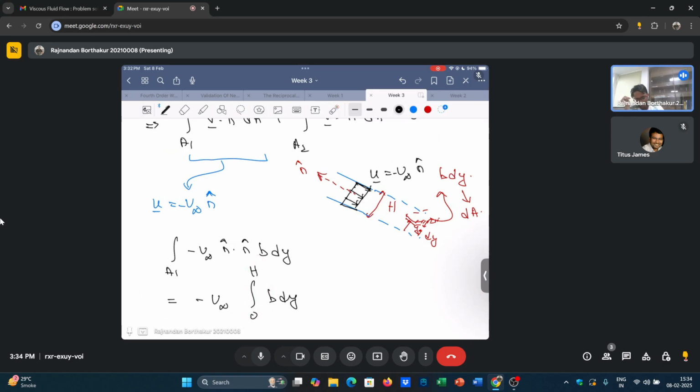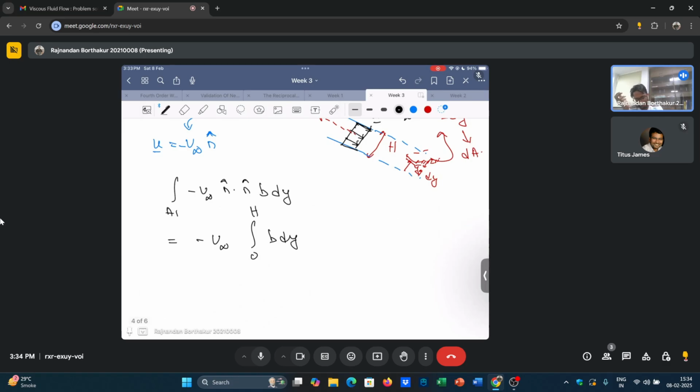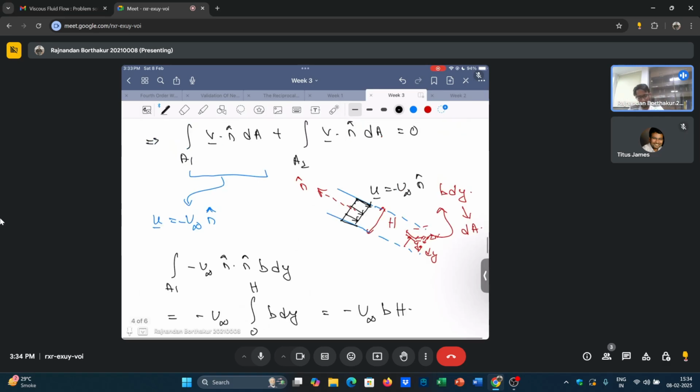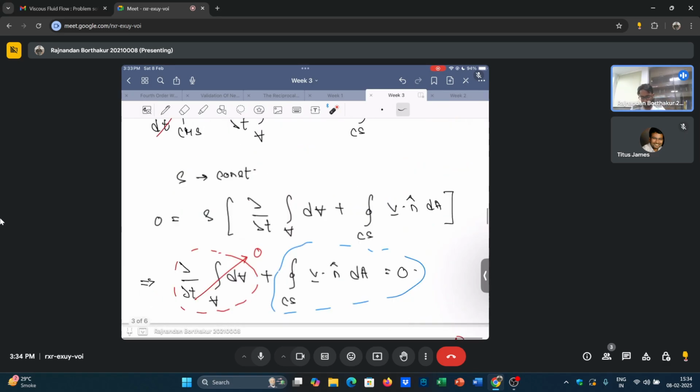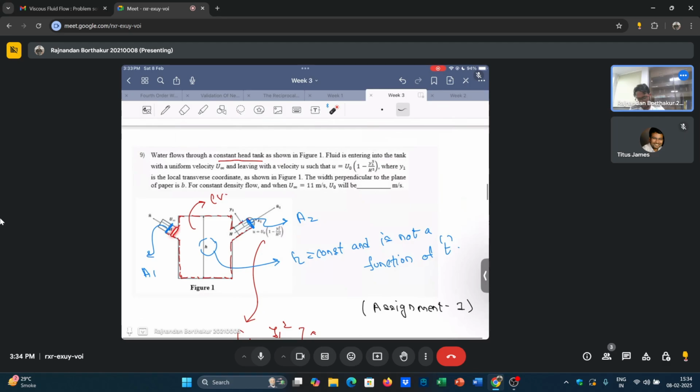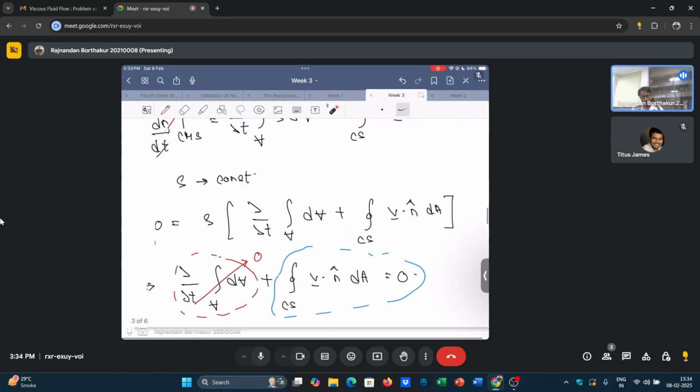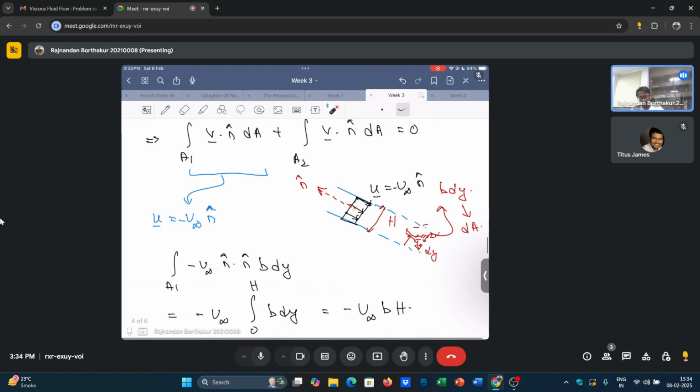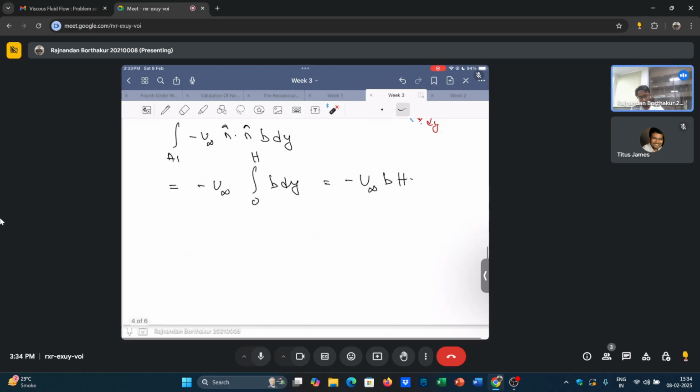And if you do this integral, it's just very simple, because your b is constant. You simply get minus u infinity b times h, where h is, as I said, the height of this inflow section, which is nothing but this section. That is something that the problem has given to you. Okay. All right. I hope this is clear up to this point. So this integral simply boils down to minus u infinity b times h.